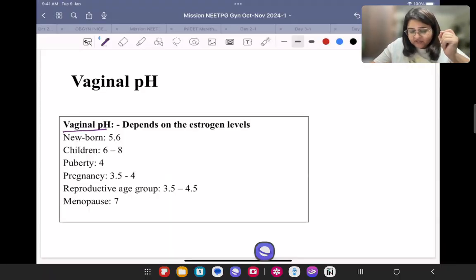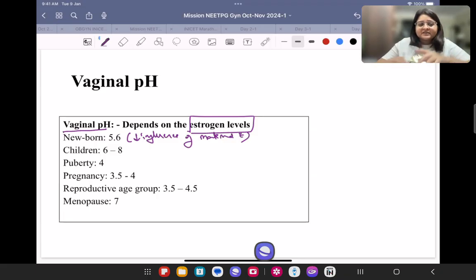Now, the vaginal pH depends on the estrogen levels. The higher the estrogen, the more acidic the pH. In a newborn, for a few days to weeks, she is under the influence of maternal estrogen. So there is a slightly acidic pH, between 5 and 6, okay, 5.6 is the exact value. Children, there is no estrogen, so it's more of an alkaline pH.